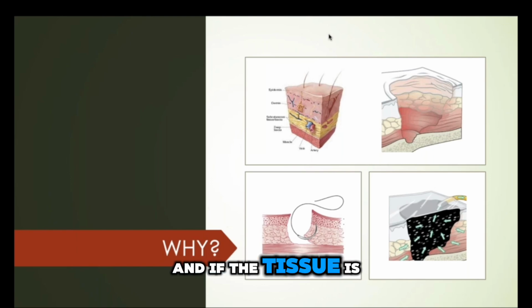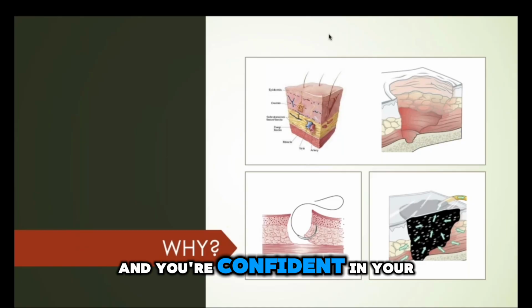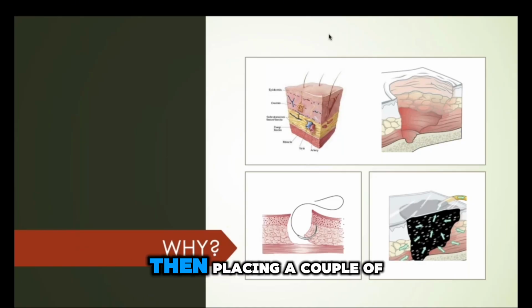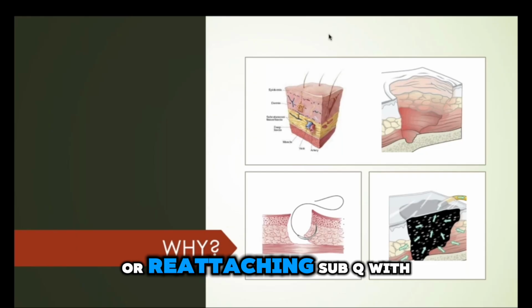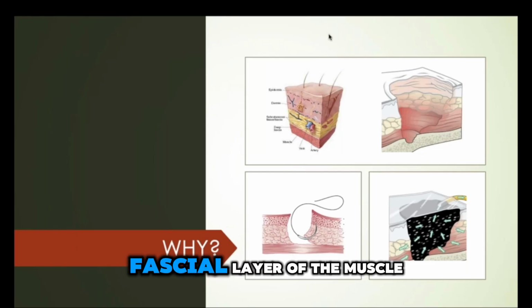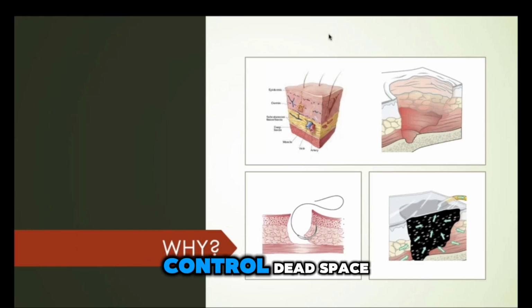And if the tissue is healthy and you've debrided it and lavaged it and you're confident in your tissue plane health, then placing a couple of sutures, reattaching subq together, or reattaching subq with some tacking sutures down to the fascial layer of the muscle below it, is a great way, and probably the best way, to control dead space.